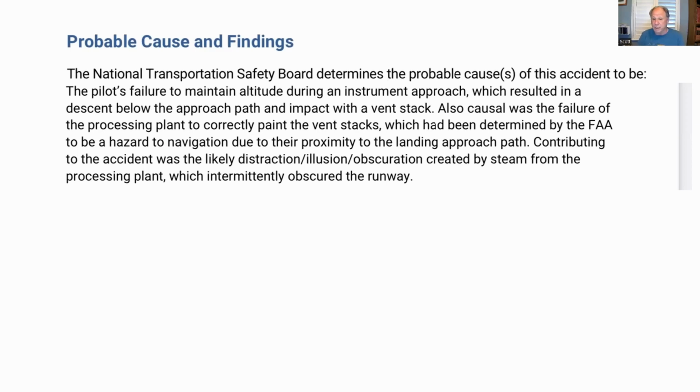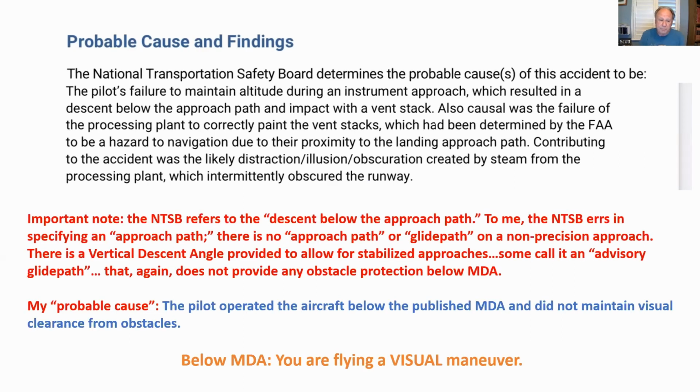So in my personal opinion, this is not the probable cause. The NTSB refers to the descent below the approach path. To me, the NTSB errs in specifying an approach path. There is no approach path or glide path on a non-precision approach. There is a vertical descent angle provided to allow for stabilized approaches. Some call it an advisory glide path that, again, does not provide any obstacle protection below MDA.